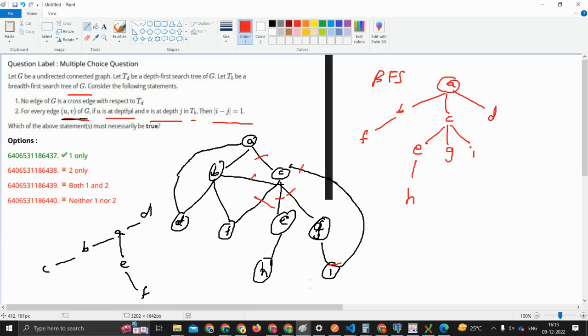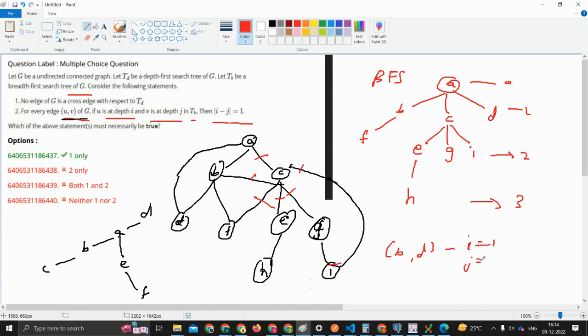If U is at depth i, so shall we take one edge? Can you tell me one edge, Pooja? B to D. Okay. So B to D. Fine. So let's say that this is the zeroth level, this is the first level, this is the second level, and this is the third level. So what is the depth of B? Depth of B is 1. So i equals 1.